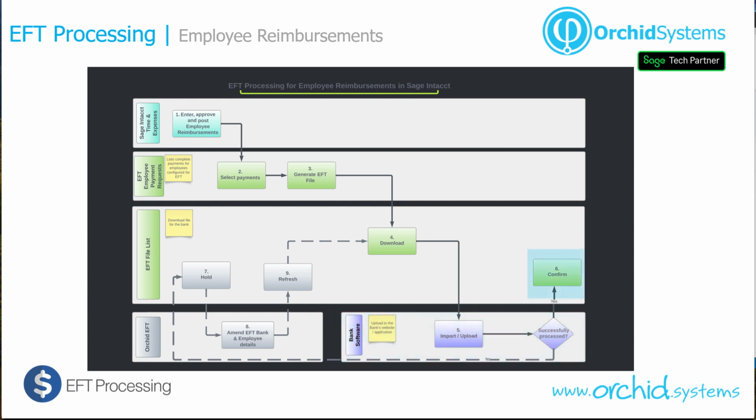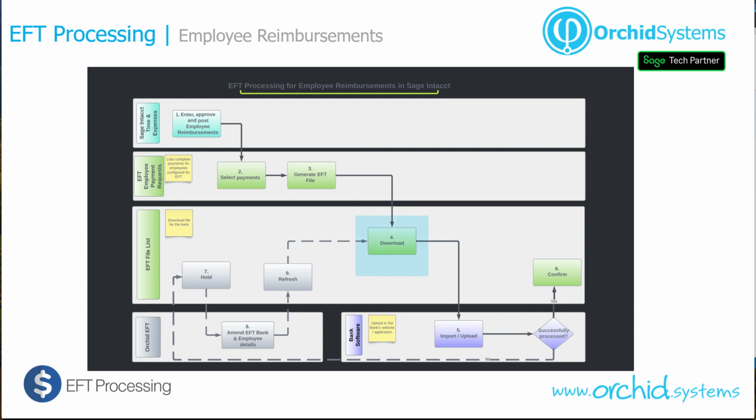And once the bank confirms that the file has been uploaded, you would come back to the EFT file list and confirm the file. Should the bank give you information that one of the employees' bank account details were incorrect, or your own bank account details were incorrect, or there was something wrong with the format of the file, you could hold the file, then go and amend the EFT banking details against the employee or your bank, come back and refresh the file, which would create you a new EFT file with the new details, and you would still have a copy of the old file that you could view and a record that that file was created.